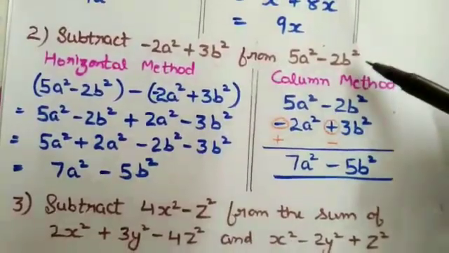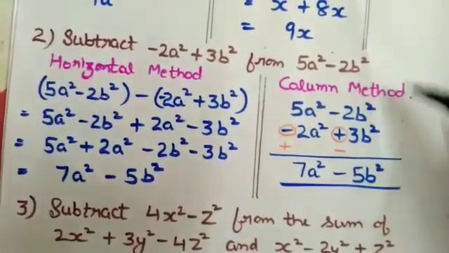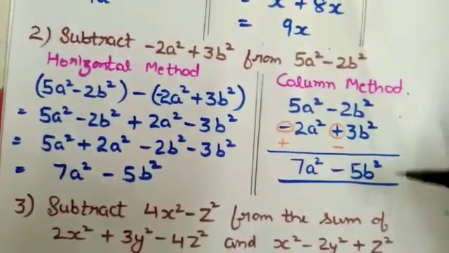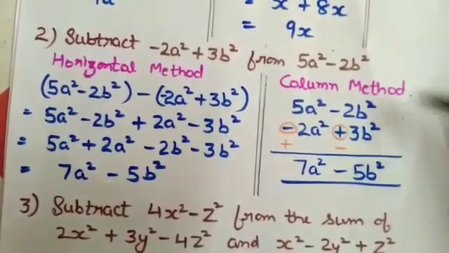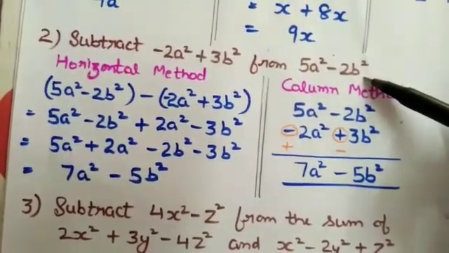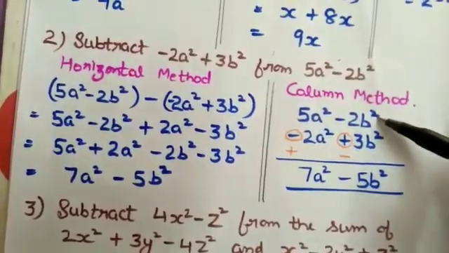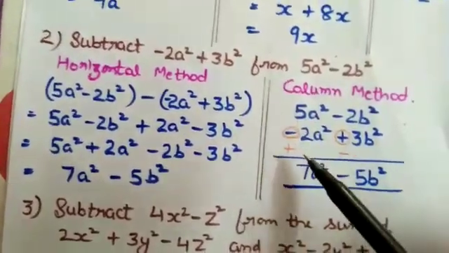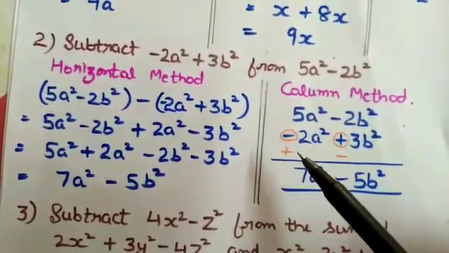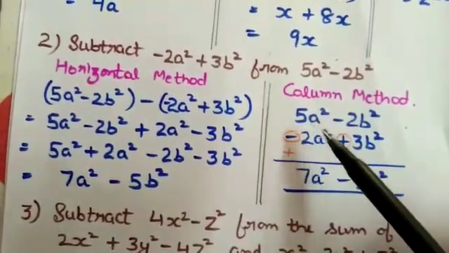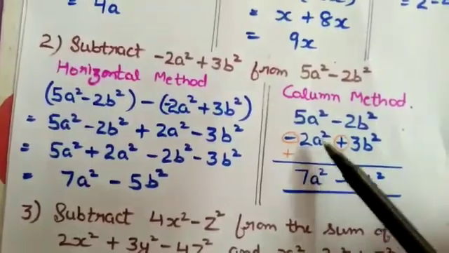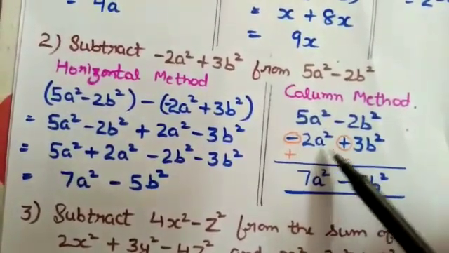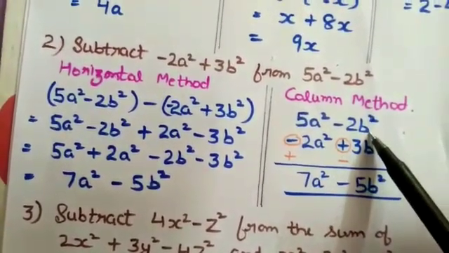Next we have the column method. In the column method we will be writing it as a column, or you can say vertically. First we will write this expression 5a square minus 2b square. Under that you will write the other expression. Just keep one thing in mind, like terms should be under each other. The a square term should be under a square and the b square term should be under b square.